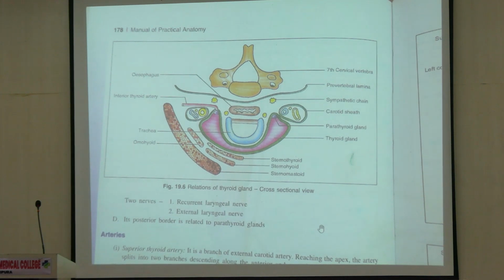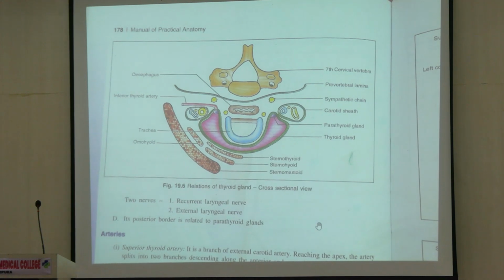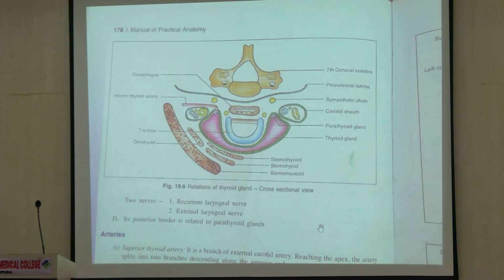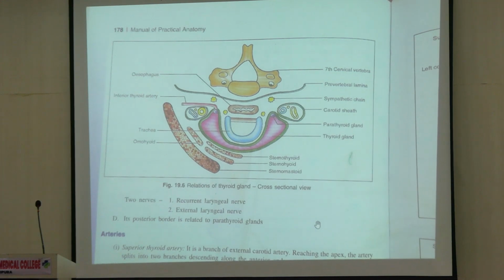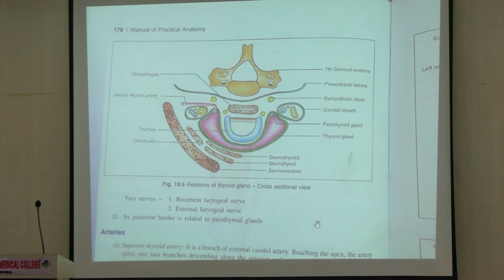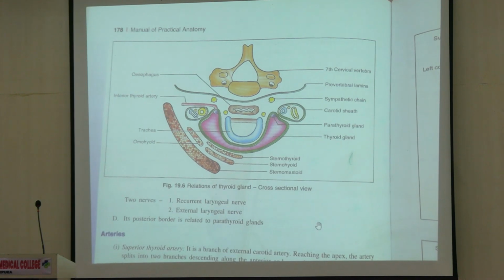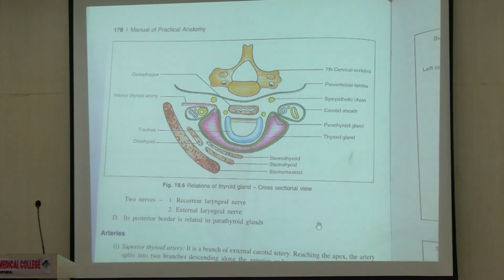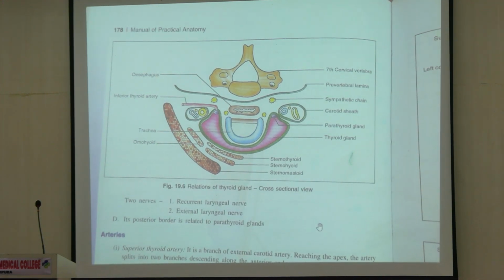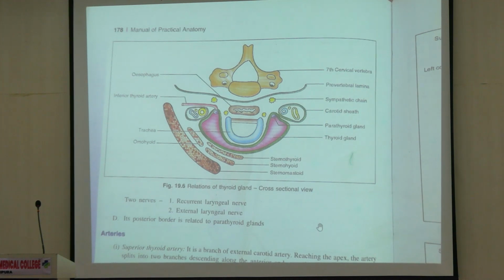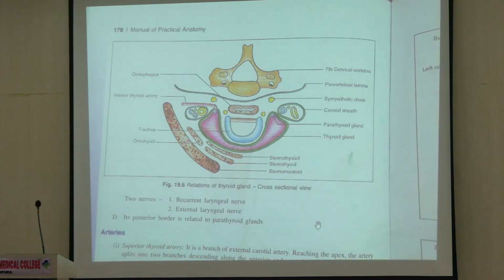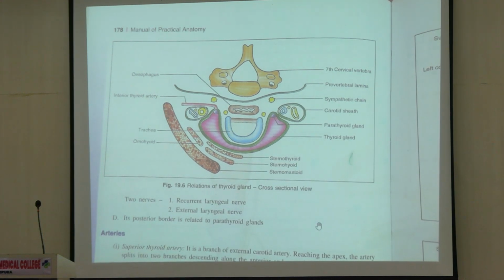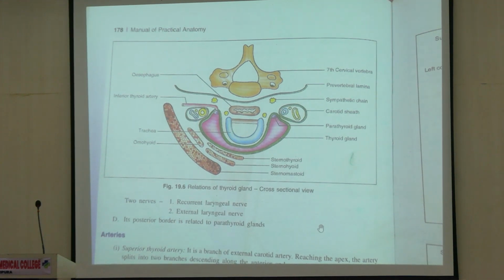So if the division into external and internal happens at the upper margin of the thyroid cartilage, the thyroid gland is below it, so the external carotid artery will not come in relation; then what will come? Common carotid will come. So this carotid sheath contains the common carotid artery medially, the internal jugular vein laterally, and in between and posterior lies one important nerve, that is the vagus nerve. So these are the posterior relations.